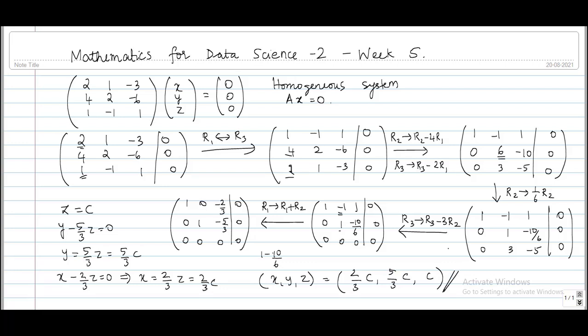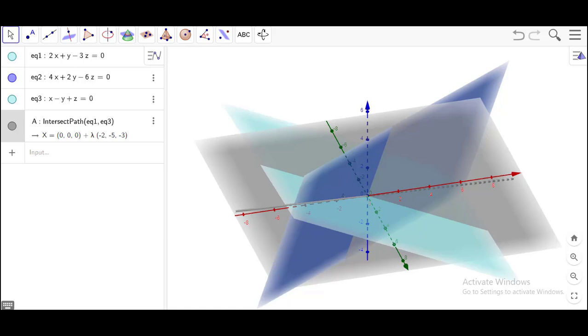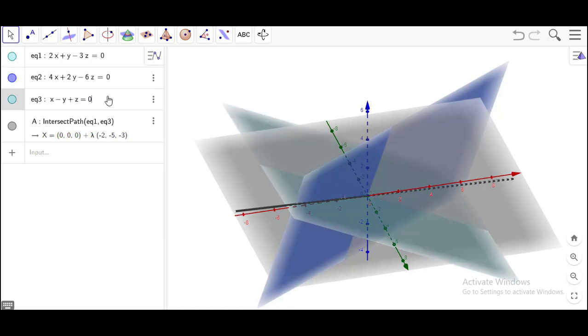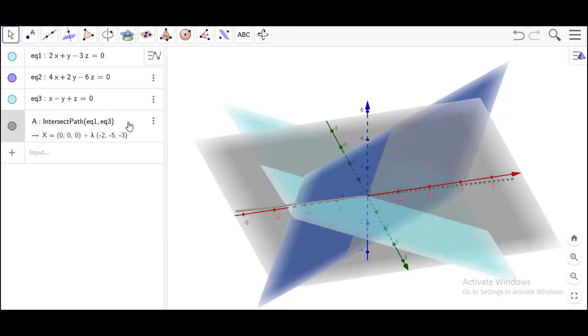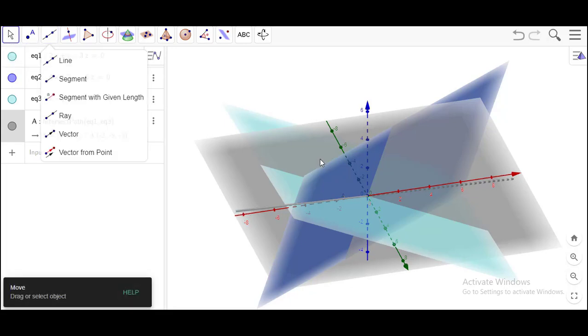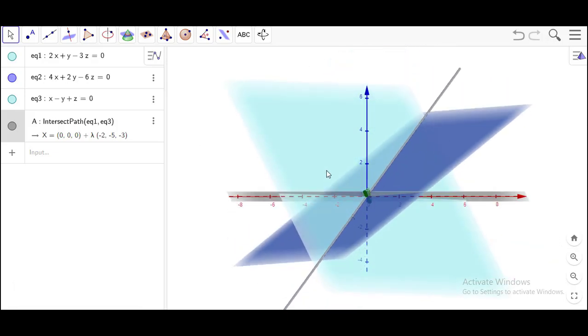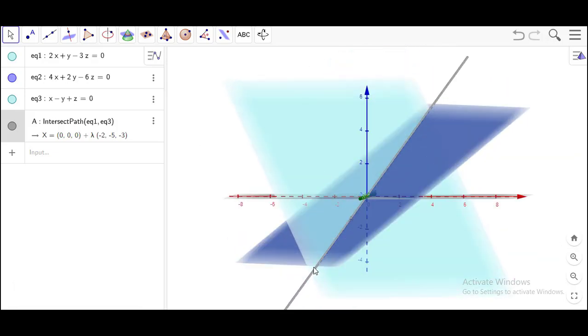So let's have a look at the geometrical representation of these equations. The first equation is this. Second equation is nothing but the first equation, because you can just divide the second equation by 2 and you will get the first equation. And then the third equation is this plane, and intersecting the first and the third equations we get this line. So we'll just move it a bit. This line is the intersection of the first and the third equations.